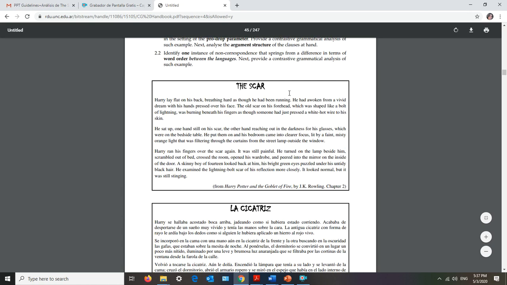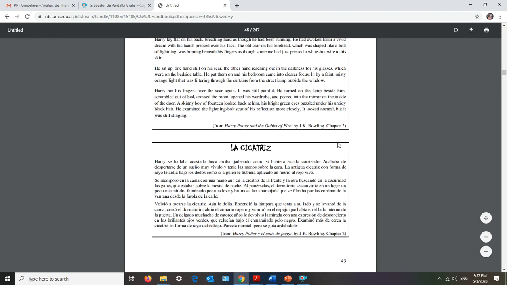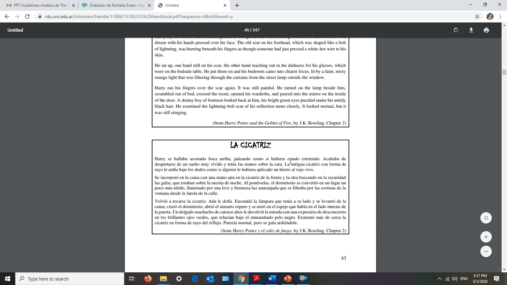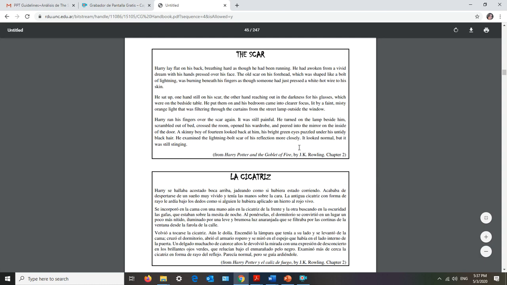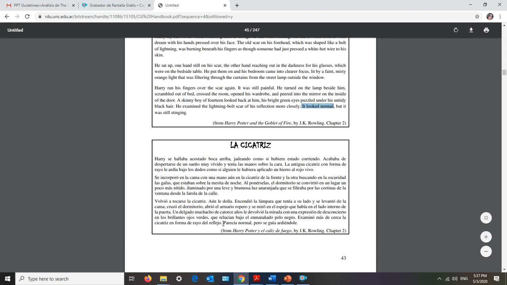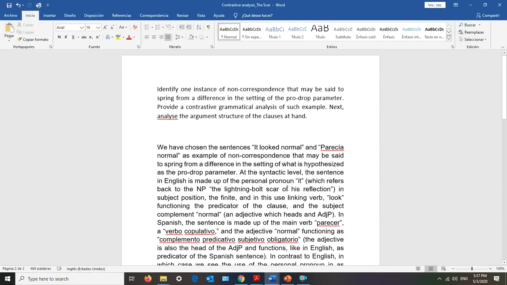So, please, I will ask you to read the text thoroughly and read the text in Spanish completely as well. And in particular, I will focus in this case on the sentence "it looked normal" towards the end of the English text, and its counterpart in Spanish, parecía normal. Okay? So this is the analysis that we have prepared for you.